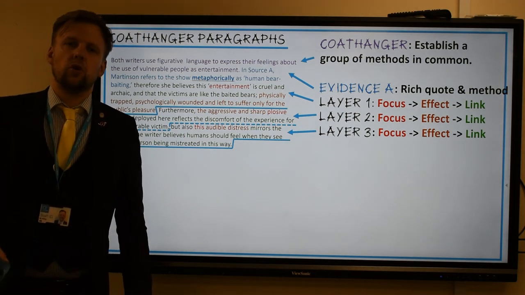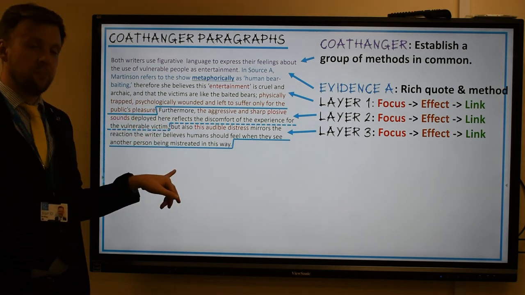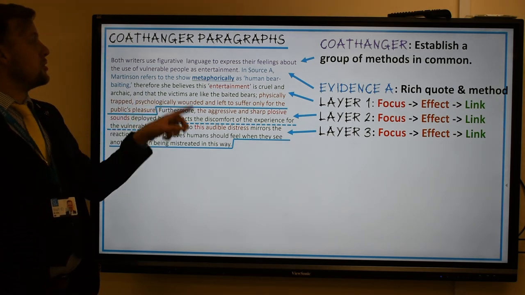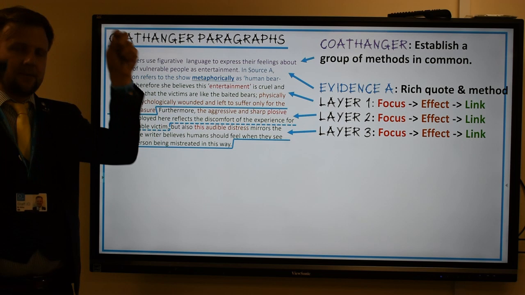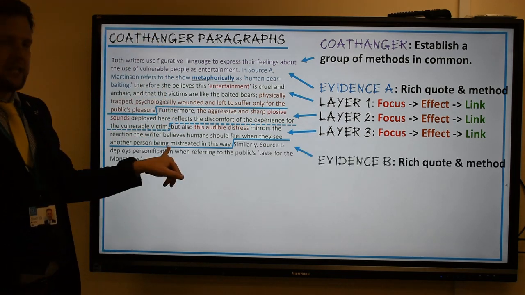Now time is running short, so now in the same paragraph I'm going to go to source B, and I'm going to say a method that is also figurative language. If I said my coat hangers are both a figurative language, and I've said it in A, well I need to put the same in B.